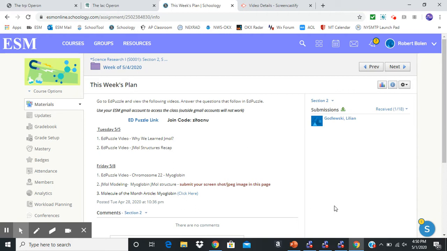And then there's a little JMol modeling activity and a brief molecule of the month article on myoglobin that you'll take a look at. And I have just a few questions that you can answer that you'll find right here on the spreadsheet on the Schoology sheet. Again, the Edpuzzle link is right here. Click on this link and you just jump right into the class and you'll see the videos in there.